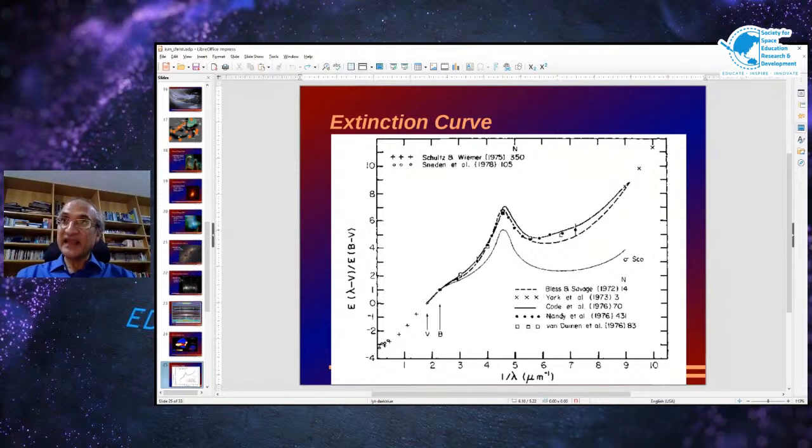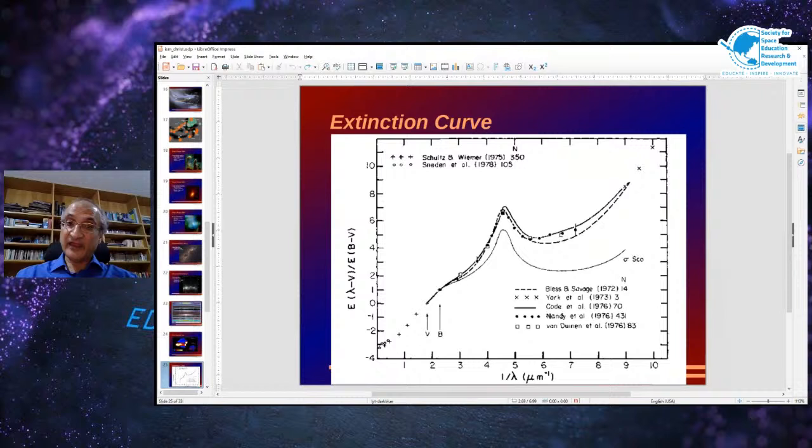The x-axis is inverse wavelength in microns. That means that the longest wavelength, the infrared, is off on the left-hand side. The shortest wavelength, the UV, is on the right-hand side. And because it's a log plot, the UV is spread over a large part of the x-axis. On the y-axis, it's essentially a measure of the amount of absorption. So what do you see from this curve? You see that very little energy is absorbed in the infrared.